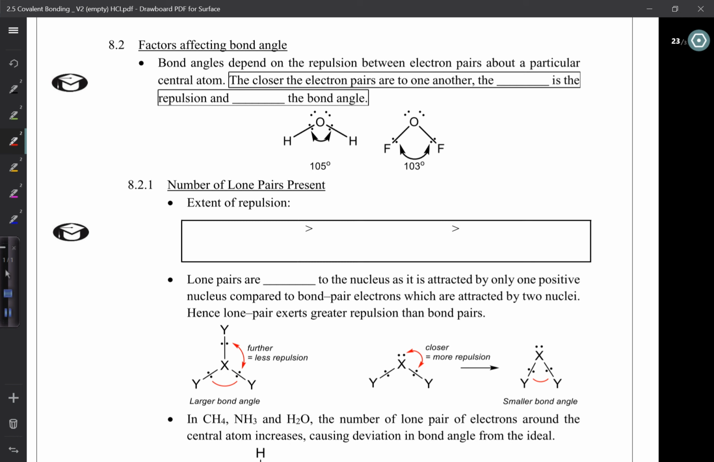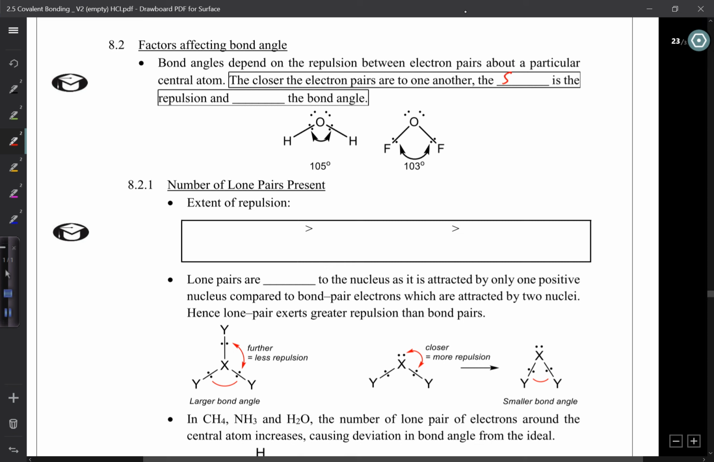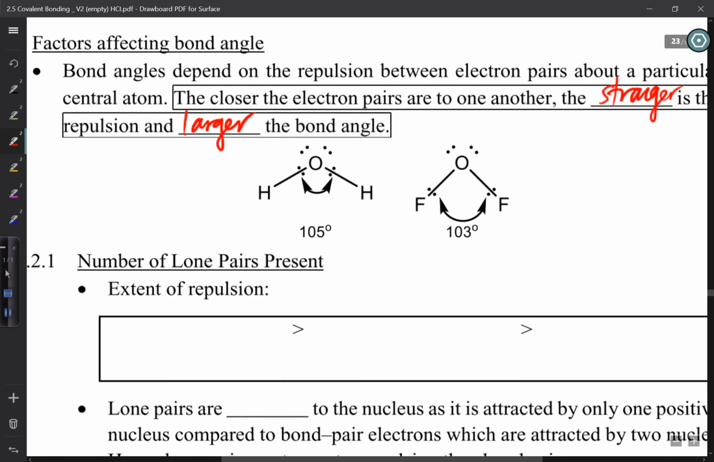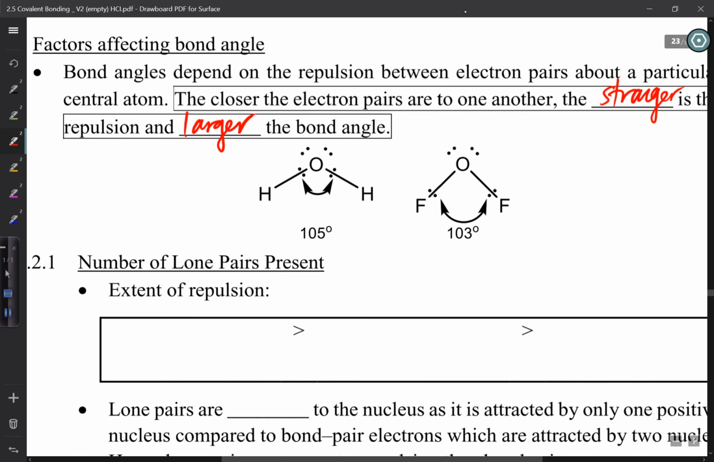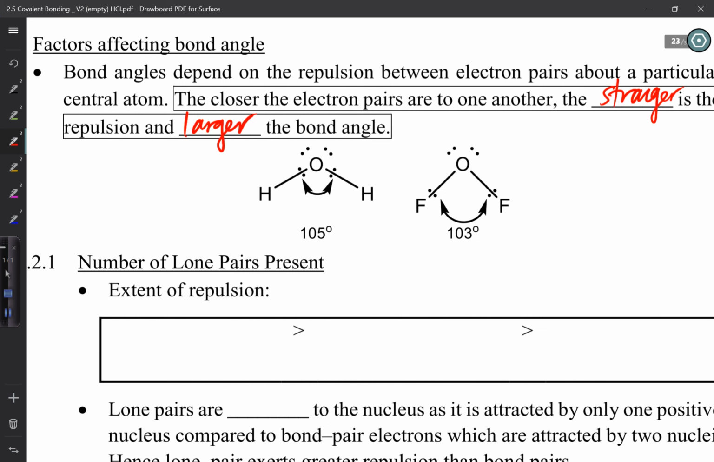So bond angles depend on the repulsion between electron pairs about a particular central atom. The closer the electron pairs are to one another, the stronger is the repulsion and larger the bond angle. Right. Now if you compare H2O versus F2O, they have the same shape of bent, correct? Based on the VSEPR theory. But in actual case, H2O's bond angle is 105 degrees, but F2O's bond angle is 103 degrees. So how do we explain this?